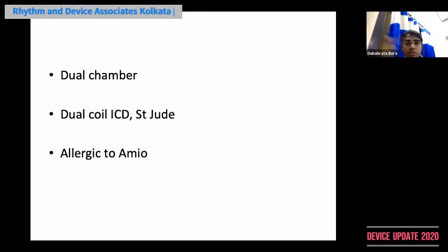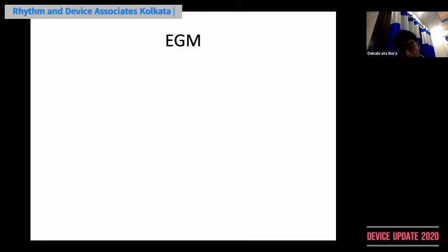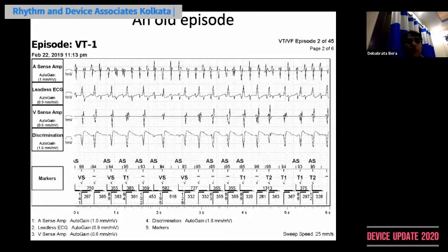Like the last case, it was an inappropriate shock. We had to fix it up. It was a loose set screw. It was a dual chamber, dual coil St. Jude ICD. And unfortunately, she was allergic to amiodarone. So if it is a true VT, then we don't have the choice of amiodarone. And this is the VT episode which has been recorded. Again, a very busy slide.